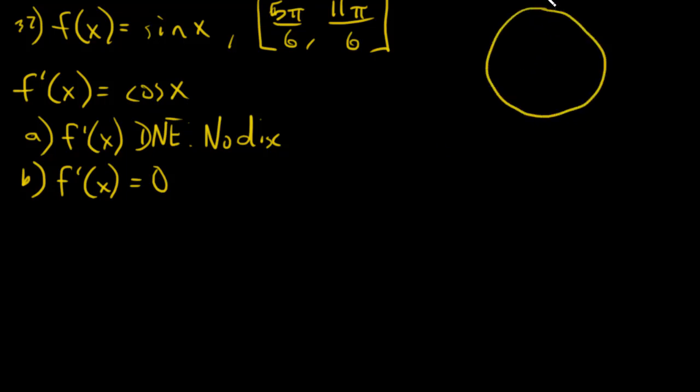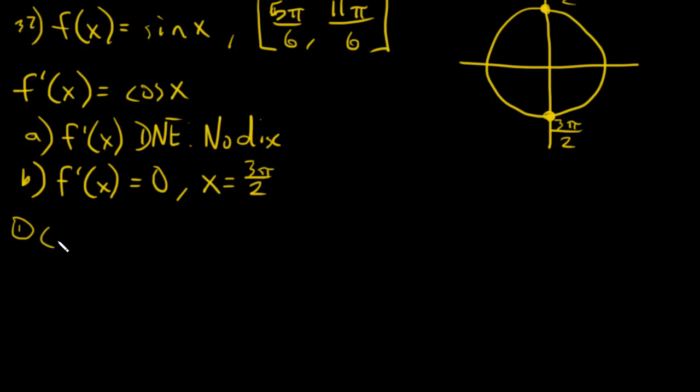Well, if I look at the unit circle, cosine is the x value. Where on the unit circle is the x value 0? Well, that occurs right here at pi over 2 and here at 3 pi over 2. But the only one of these that lies within the domain is 3 pi over 2. So that occurs at x equals 3 pi over 2. And that's it. That's all we had to do. So now I can move on to find the absolute extrema. So step 1, the critical numbers.